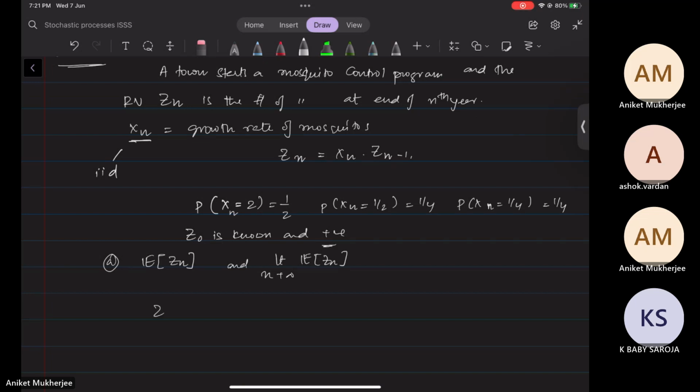So yeah, we know that Zn equals Xn into Zn minus 1. But Zn minus 1 is equal to Xn minus 1 into Zn minus 2. So this will go on till Z0. So this is basically the product of n Xs into Z0.